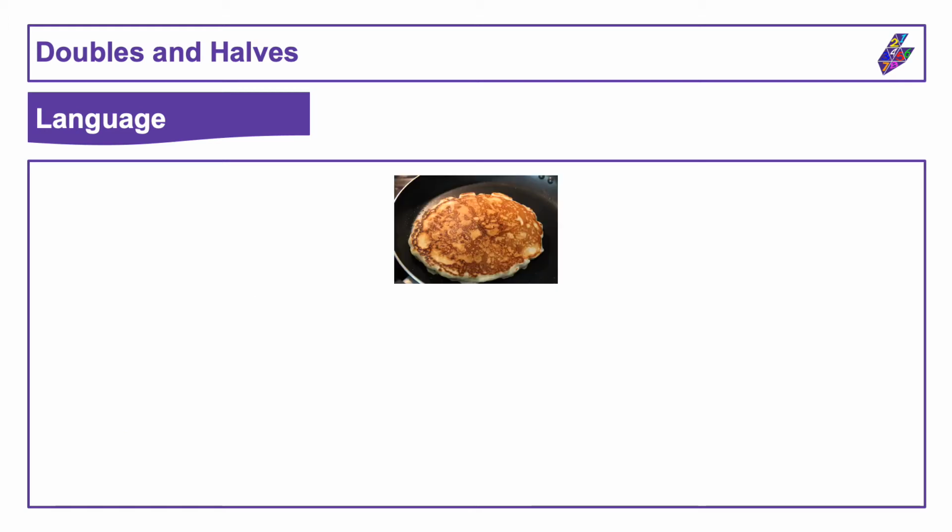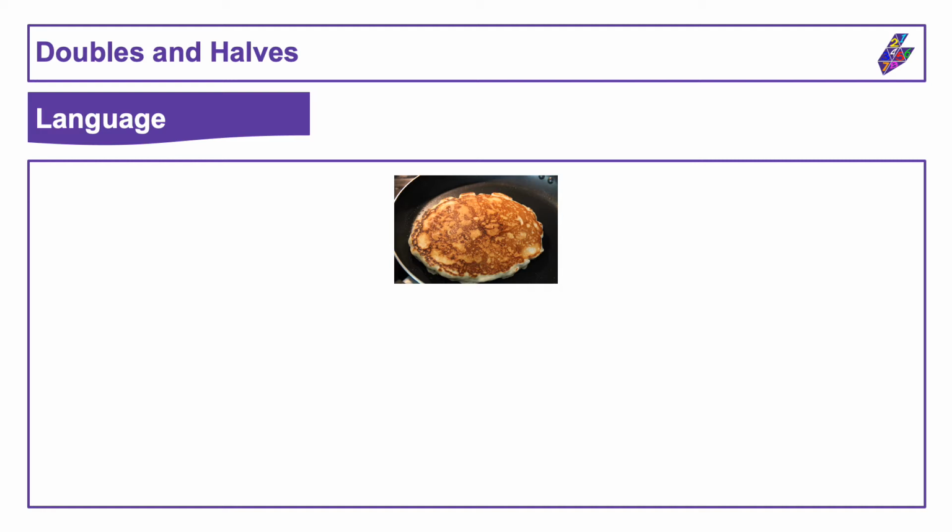We'll look again at the context of a pancake recipe to help us make sense of what half means and how it connects to doubles. It might not make sense to take the exact same examples that we've already used in another video, but it will hopefully help you to make better sense of the connections between doubling and halving.